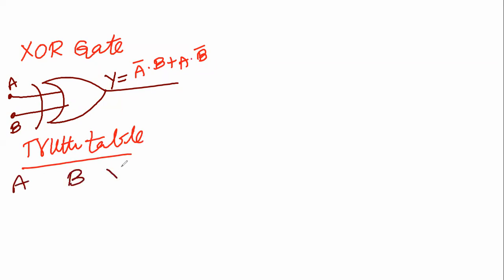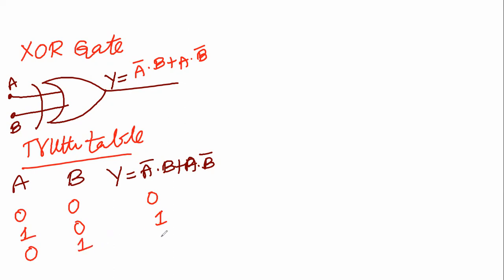Truth table: A, B are inputs. Output will be equal to A complement into B plus A into B complement. 0, 0: output will be 0. 1, 0: 1. 0, 1: it will be 1. 1 and 1: it will be 0. Like this.